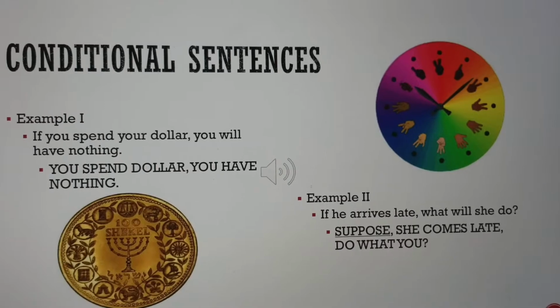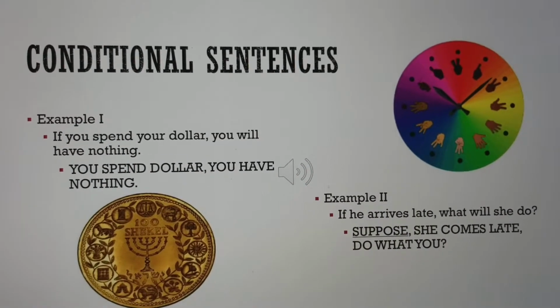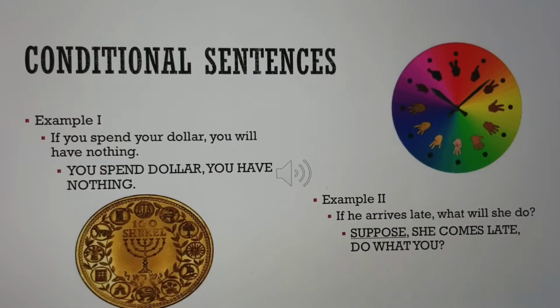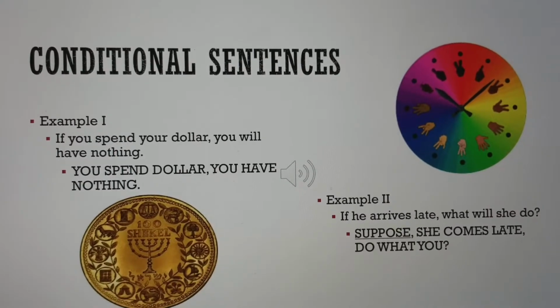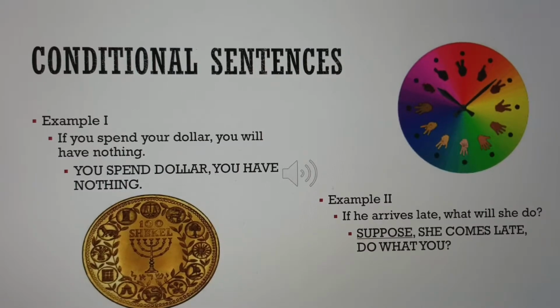Here we have 2 examples of conditional sentences that I've provided. In example 1, it states, if you spend your dollar, you will have nothing. When glossed, you spend dollar, you have nothing. And then the second example, if he arrives late, what will she do? I've glossed, suppose she comes late, do what you.